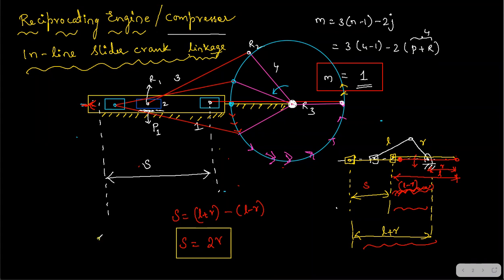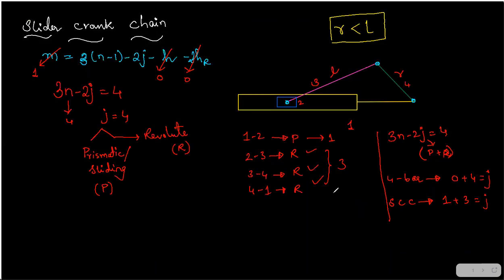Let me write it down here. Stroke length. Fine. So this is your slider crank chain. This is the first inversion, because I fixed the cylinder. This is the first inversion. First inversion of what? Go to the previous slide: of the single slider crank chain, or slider crank chain. Because it is a single slider, that's why I'm calling it single slider crank chain.